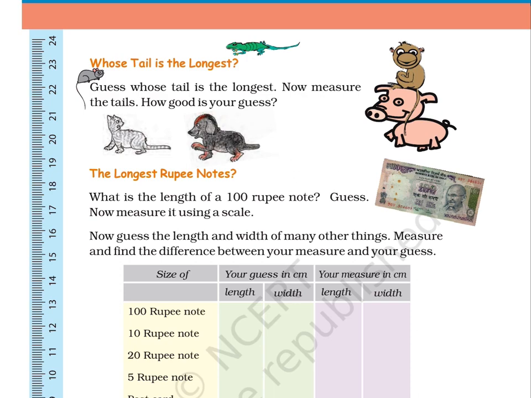138. Whose tail is the longest? Here we see some animals with tails. Guess whose tail is the longest. Now measure the tails. How good is your guess? The different animals were rat, lizard, cat, and dog. So use your brains and take a good guess.